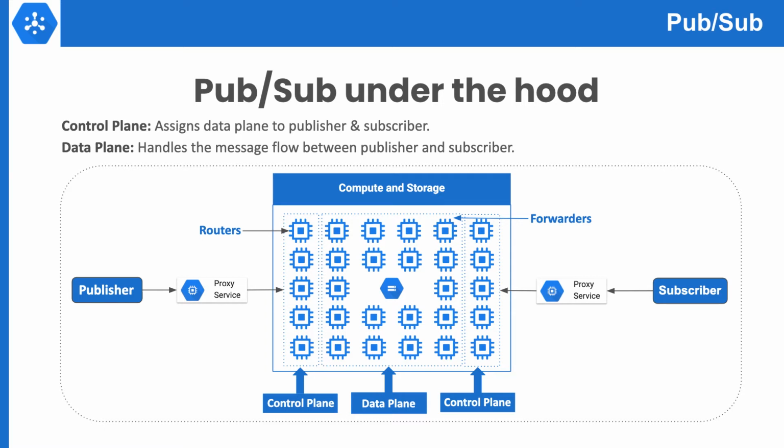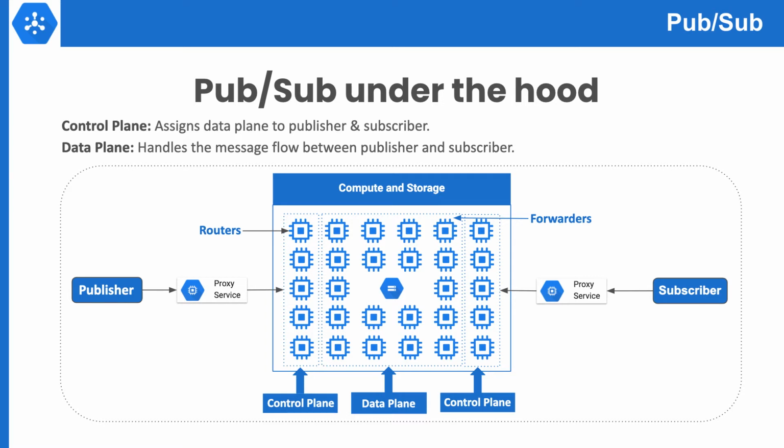Control plane assigns data plane to publisher and subscriber. The servers on the control plane are called routers, whereas data plane handles the message flow between publisher and subscriber. The servers on the data plane are called forwarders. In the diagram, you can see control plane and data plane layer.